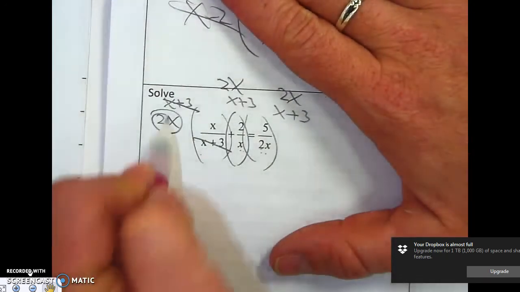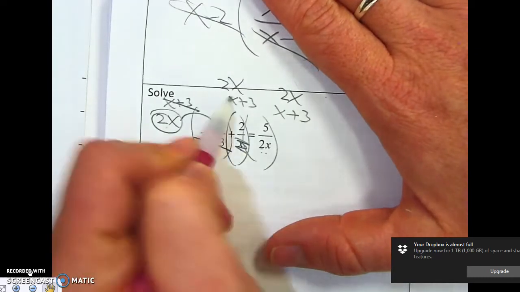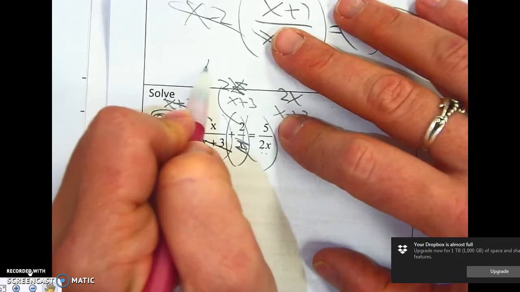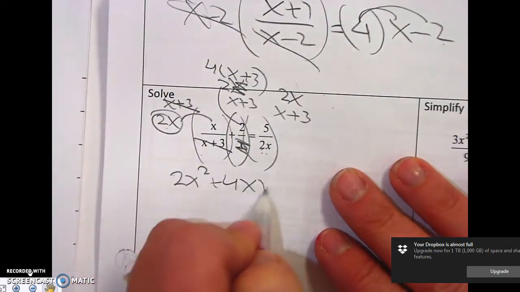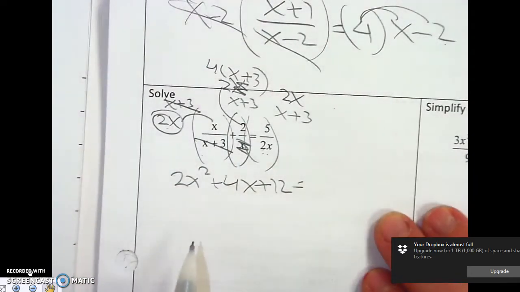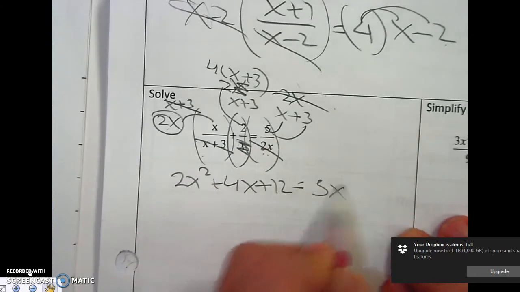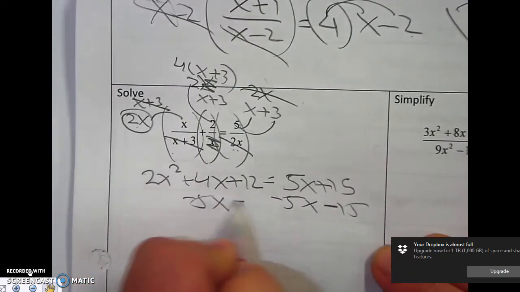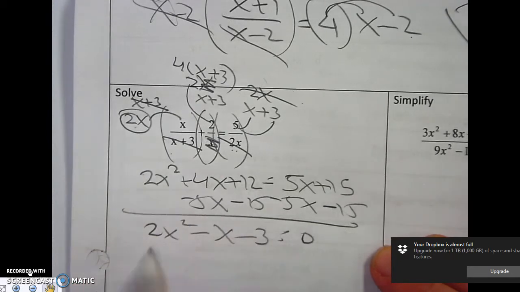2x times x is 2x squared. This x and this x are gone. 2 times 2 is 4. Then times x plus 3 is 4x plus 12. Don't forget to distribute to both. 2x is gone. Distribute, distribute. 5x plus 15. As soon as I see a squared, set it equal to 0. 2x squared minus x minus 3 equals 0.